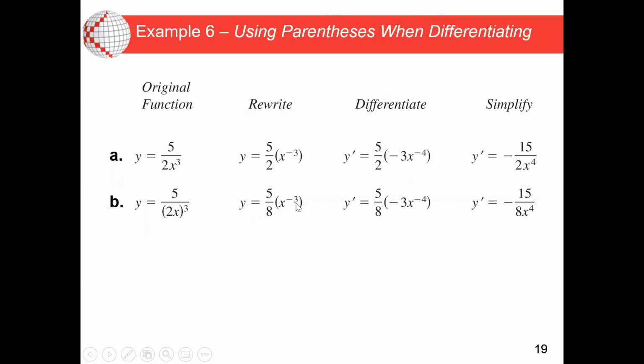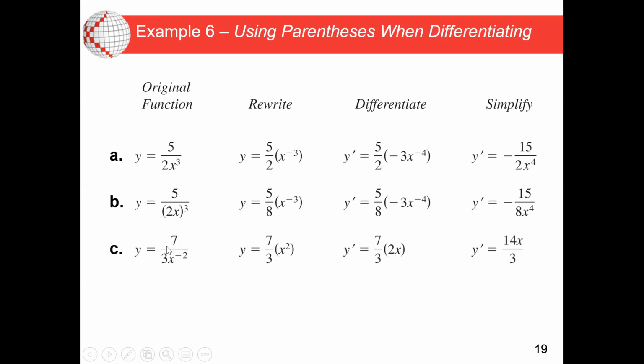Now we can find the derivative of x to the power negative 3, which will give us negative 3 times x to the power negative 3 minus 1. So negative 3 minus 1 will give me negative 4. Then here we can multiply 5 by negative 3, which will give me negative 15. We divide by 8. x to the power negative 4, we take it down, so it becomes x to the power positive 4.